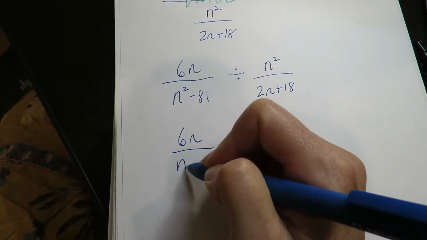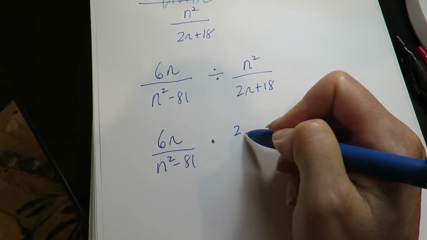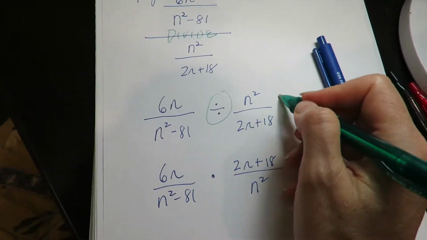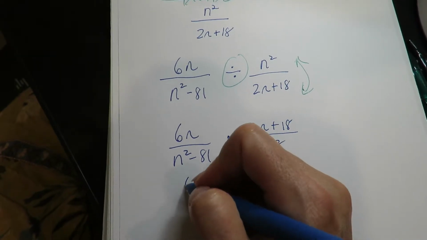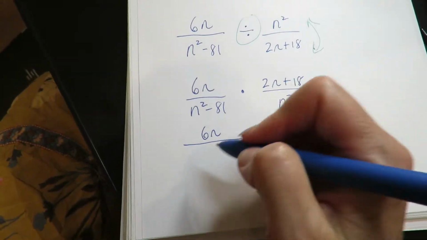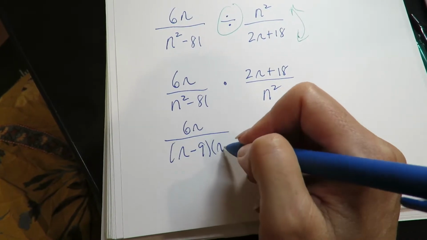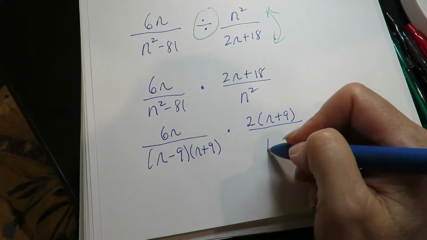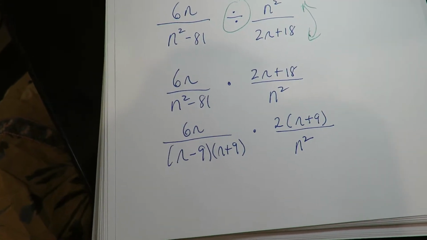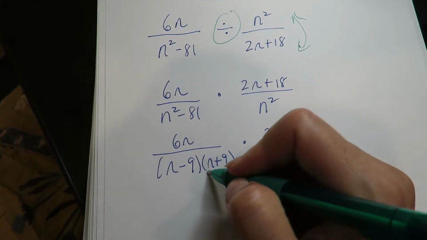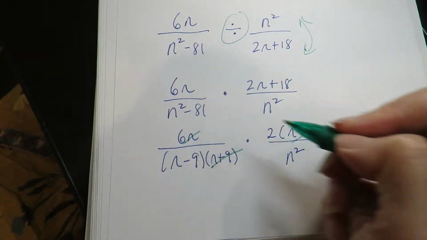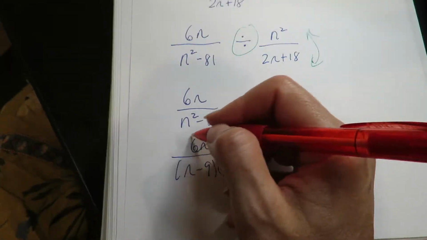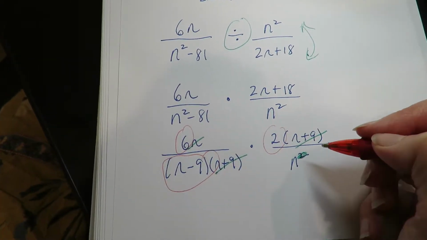So I'm going to convert it into multiplication. Right, I'm converting it into multiplication. I'm flipping this side. I'm now going to factor. I'm going to take out a common factor in the numerator. All right, and now I'm going to reduce anything I can. So I can do an n plus 9. I can take one n from here and one n from here. And so what I have left is the 6, the 2, the n minus 9, and the n.